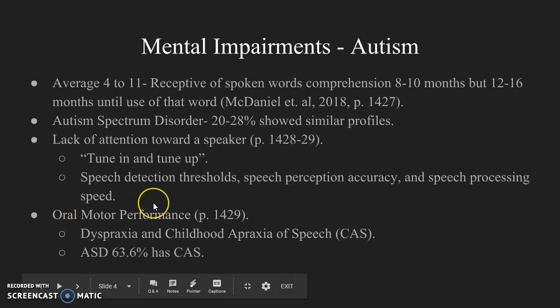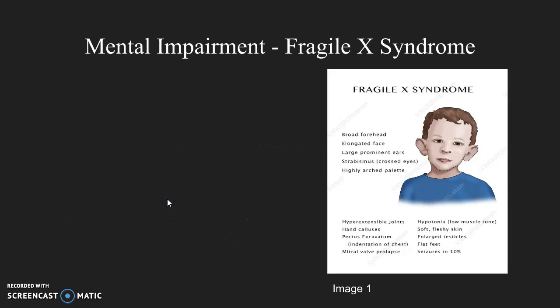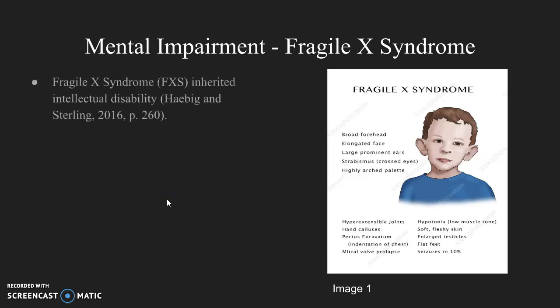Now, apraxia of speech has been found in 66% of all autism cases. The next form of mental impairment is Fragile X syndrome. Fragile X syndrome is an inherited intellectual disability. It is strictly passed down through genes. It is a rare trait.